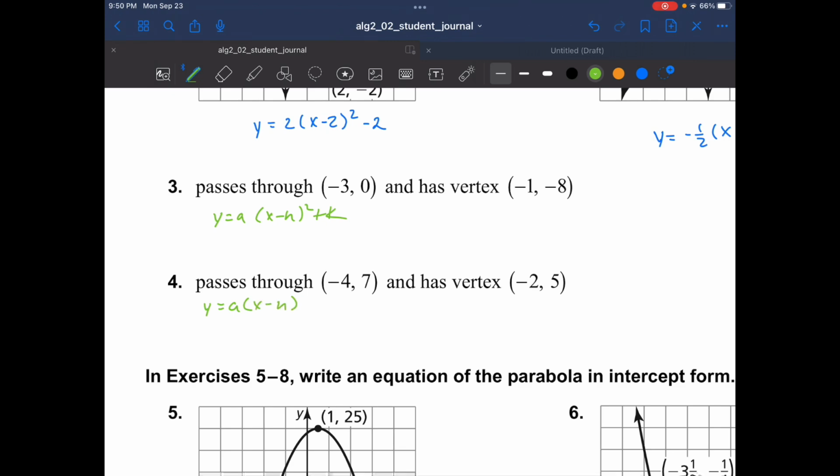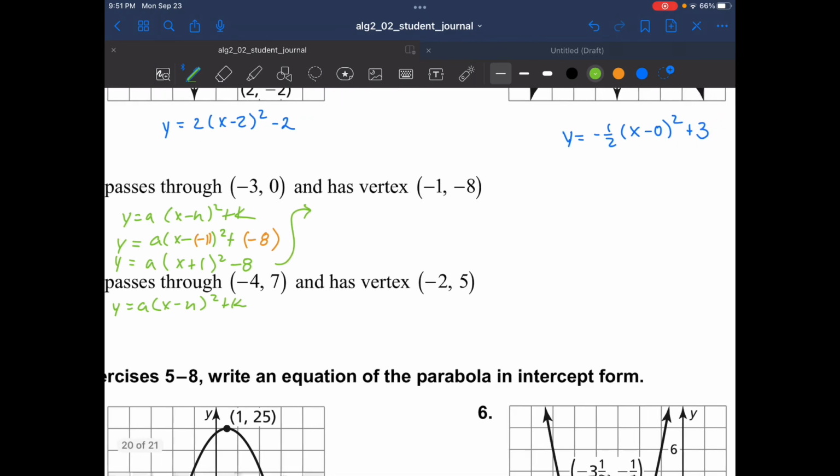I'm just going to write this down before we get to that problem. There we go. So my vertex is -1, -8. So I have y equals a(x squared), and then I'm going to plug these in. So I'm going to have -1, and then I'm going to have -8. Trying to fill this in. Sorry. There we go. And I'm going to simplify it out a little bit. So I have a(x plus 1) squared minus 8.